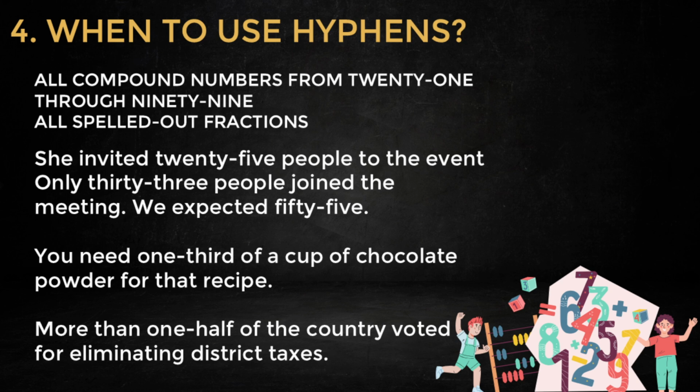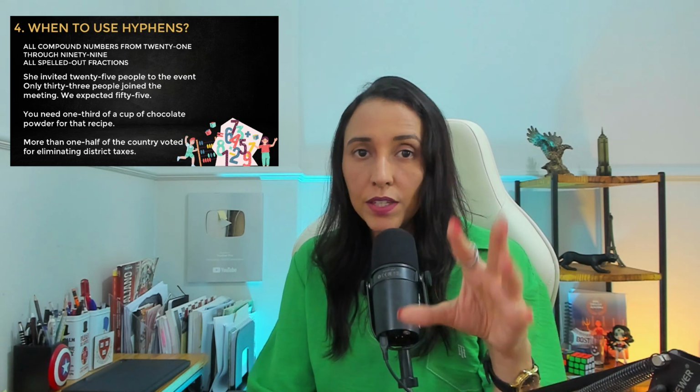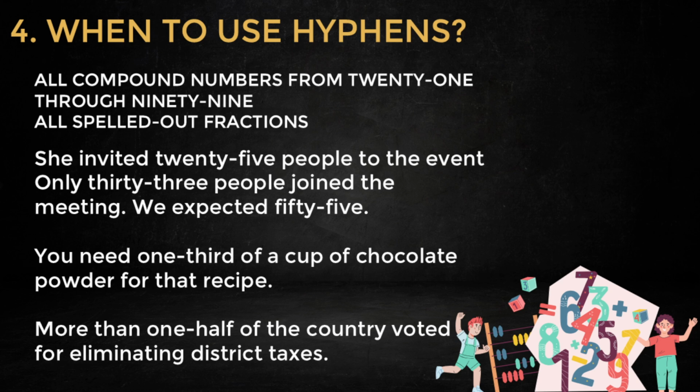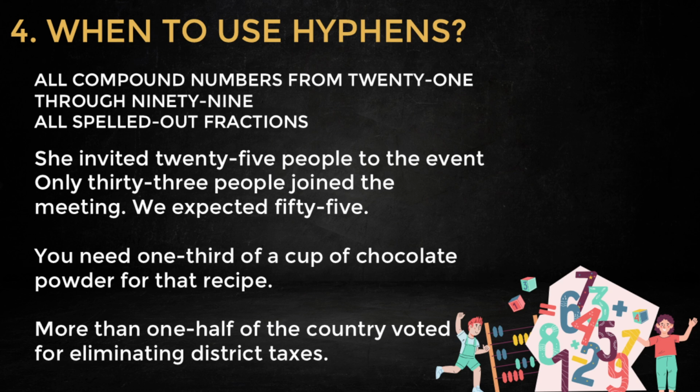Moving on. All compound numbers from 21 through 99 and all spelled out fractions will need a hyphen. She invited twenty-five people to the event. There you go. Only thirty-three people joined the meeting. We expected fifty-five. Regardless, if there is a noun before, you will need the hyphen when you're talking about numbers and fractions, okay? You need one-third of a cup of chocolate powder for the recipe. More than one-half of the country voted for eliminating district taxes. You need it, okay? In this situation. Especially when you're writing. This makes more sense when you're writing, okay?